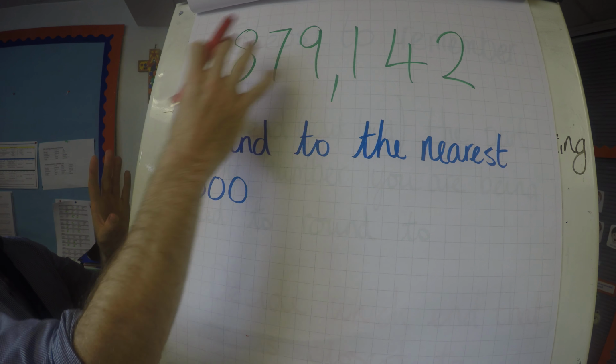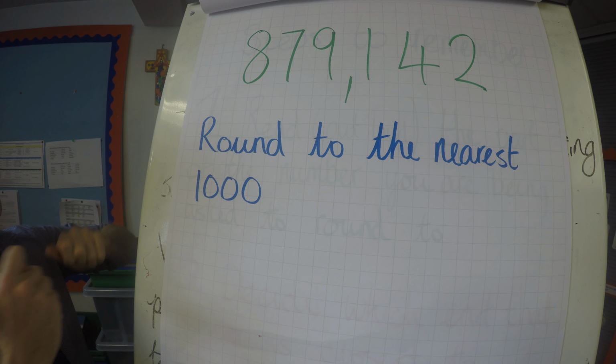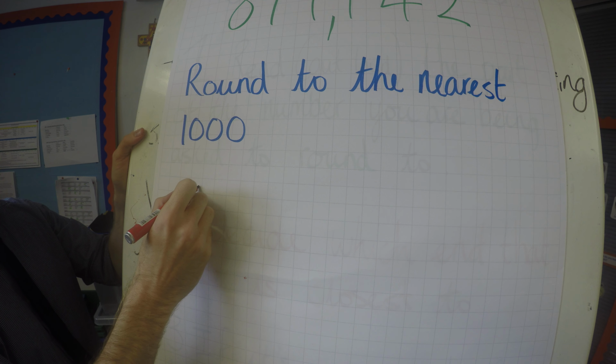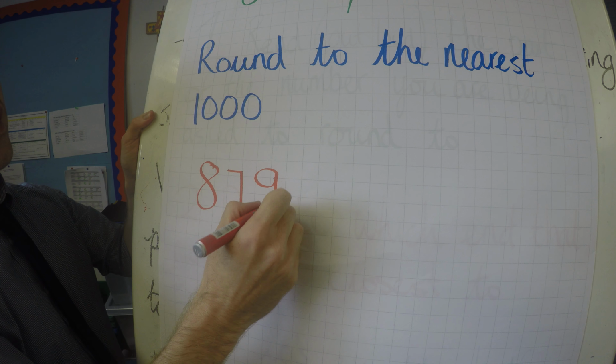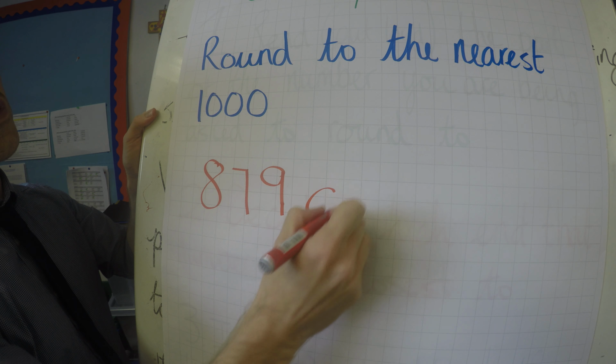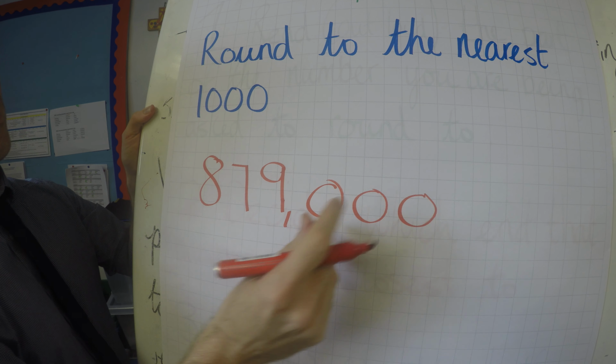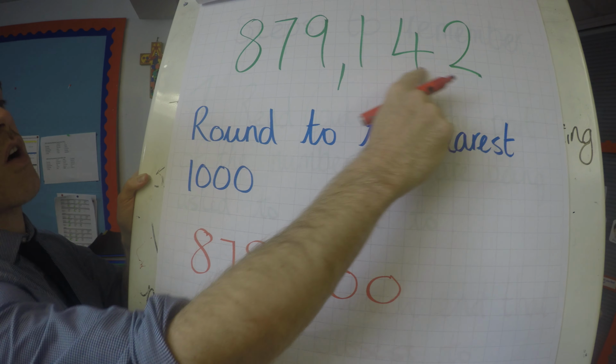Okay, and I've got to write the whole number out rounded to the nearest 1,000. So it's going to look like this: 879,000, because 9,000 is the nearest 1,000.